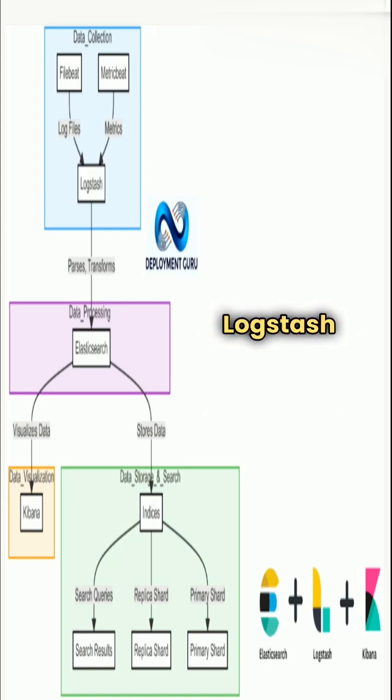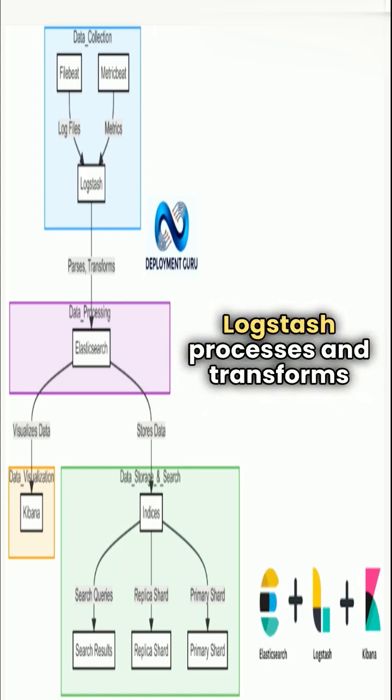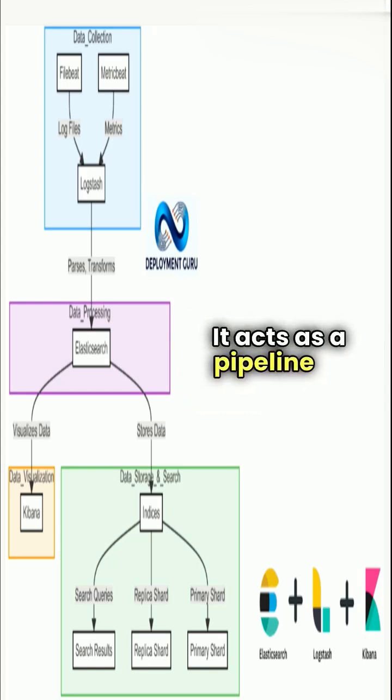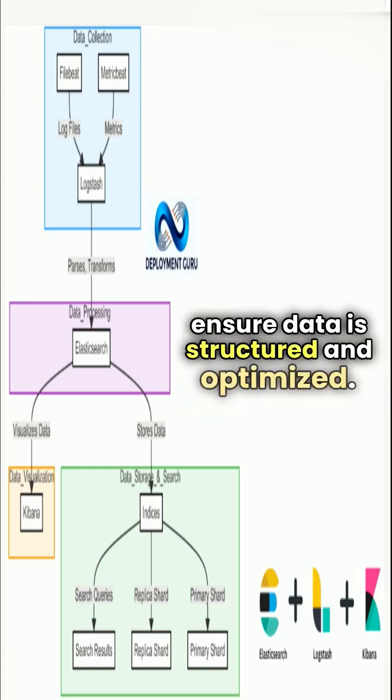Data processing: Logstash processes and transforms this data before sending it to Elasticsearch. It acts as a pipeline to ensure data is structured and optimized.